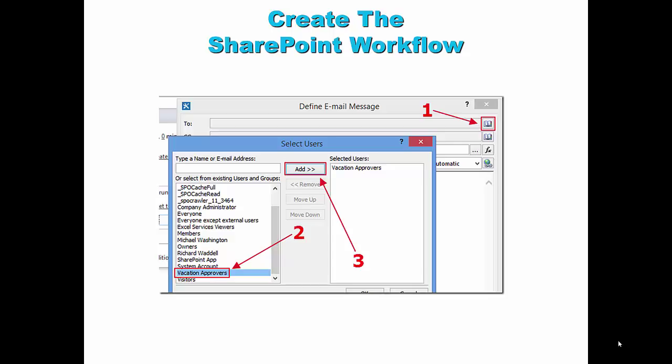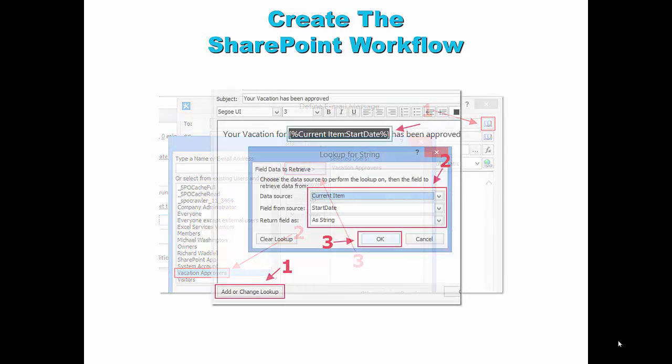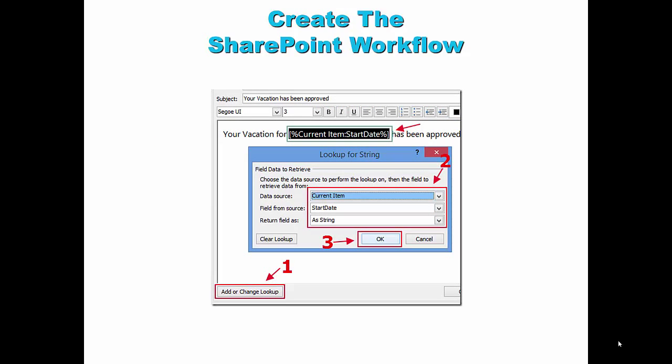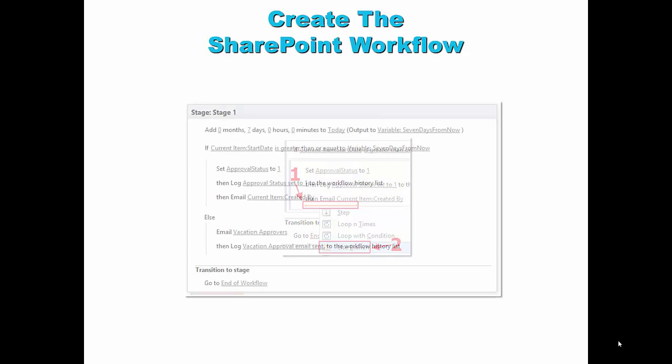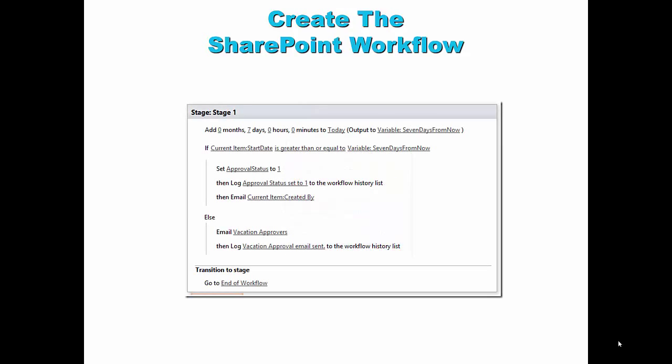This picture also shows how vacation approvers can also be emailed. The vacation approvers will be emailed if the vacation is not approved. This image shows how we're able to format the email message and customize it using variables that are coming from the current item. We will then set the else branch so that we can email the vacation approvers if the vacation is not approved because the start date is less than 7 days from now. This shows the completed workflow.